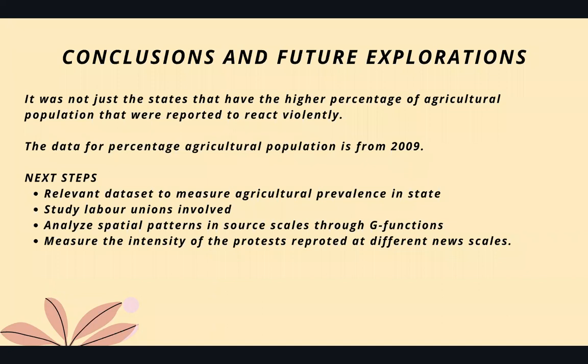That said, the biggest drawback of this data set is the fact that the data for percentage of agricultural population is from 2009, which, like I said before, is 10 years off from our protest timeline. Now, to control for this in the future, the next step that I would be taking is to find a relevant data set to measure agricultural prevalence in each state.